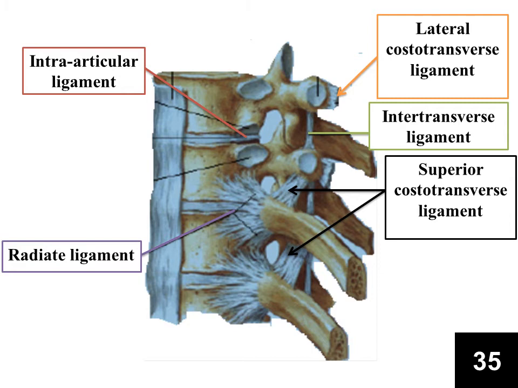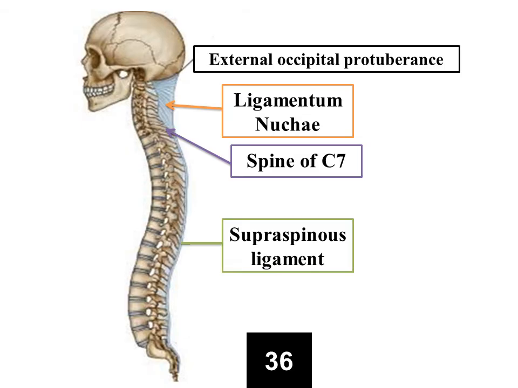So for the costotransverse joint you have these ligaments: you have the superior one shown, and you have the lateral, which is the cut one. Then you can see the intervertebral disc, which is between the joints, between the vertebral bodies. Also you can see the anterior longitudinal ligament.